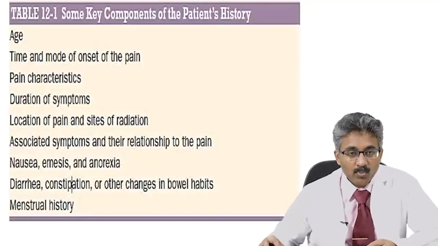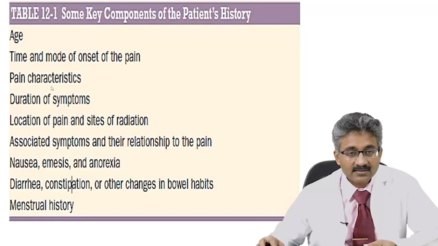In the history, these points: age of the patient, because some of the causes of abdominal pain come in the older age group due to atherosclerosis, for example, superior mesenteric artery occlusion, and malignancies. Time and mode of onset of pain. For example, in abdominal aortic aneurysm rupture, there will be sudden onset of pain, which peaks in intensity initially.